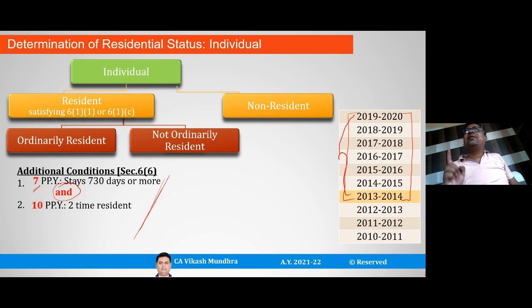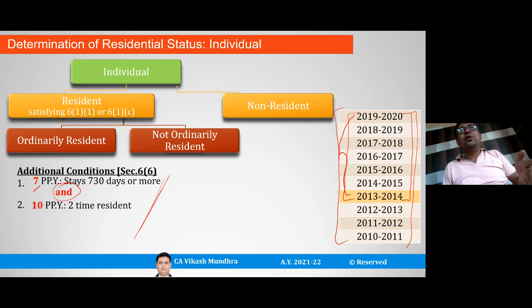You are resident in India in the last 10 preceding previous years for at least 2 times, by virtue of any of the conditions under section 6.1a or section 6.1c. If by virtue of any of the conditions given under section 6.1, you are resident in India 2 times during the last 10 years, then condition number 2 is considered as satisfied.